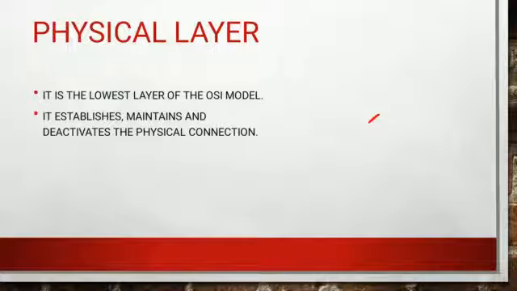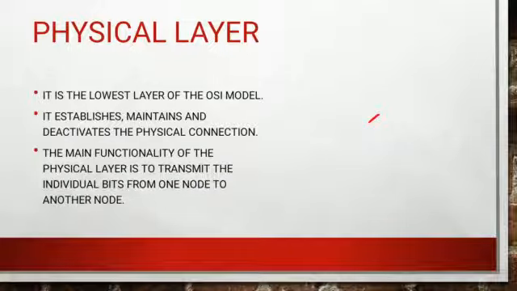If two systems want to share information, they will be connected through a wire. That means if you want to share information from one system to another system, the systems are connected through a wire, or through wireless. That physical connection will be decided by this physical layer, either a wireless connection or a wired connection. The main functionality of the physical layer is to transmit the data in the form of bits from one system to another system. From one node to another node, we transmit the data in the form of bits.